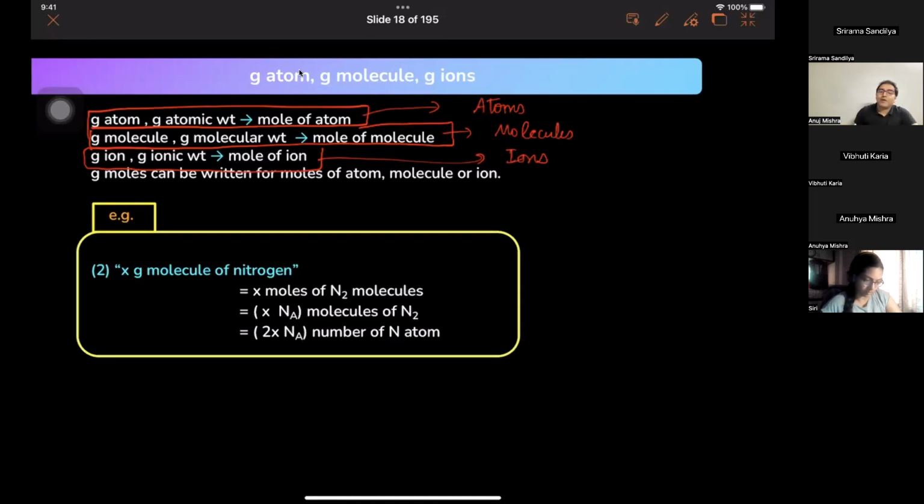There's a term which can be used for any of them, and that term is called gram moles. Gram moles is also moles, and this can be used for atoms, molecules, as well as ions. Universal term. So let me explain what I'm talking about.